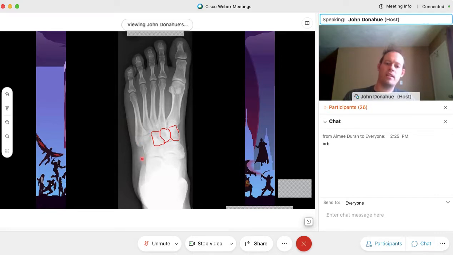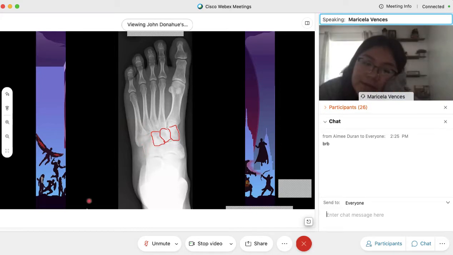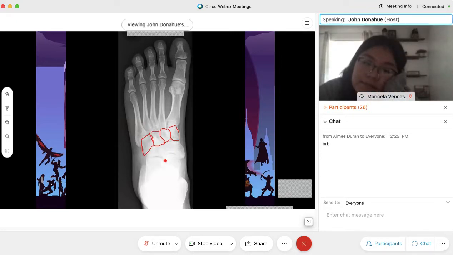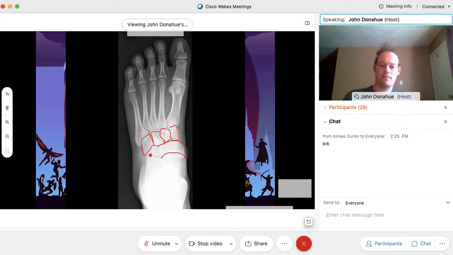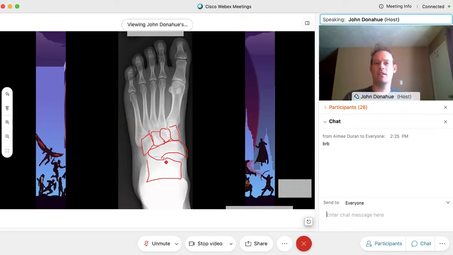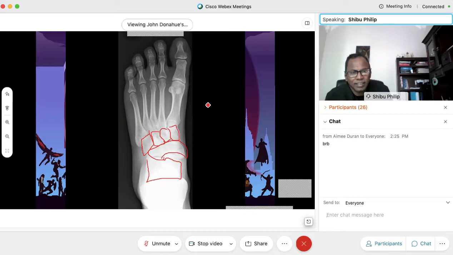Maricela, which tarsal bone is this one right here? Not entirely sure. Cuboid? It is the cuboid. You are correct. That's your cuboid. Pamela, what about this one right here? The navicular. That's the navicular, the left. The navicular, very good. And then finally, Shibu, what is the tarsal bone right here, closest to the ankle? Talus. The talus, you are correct.